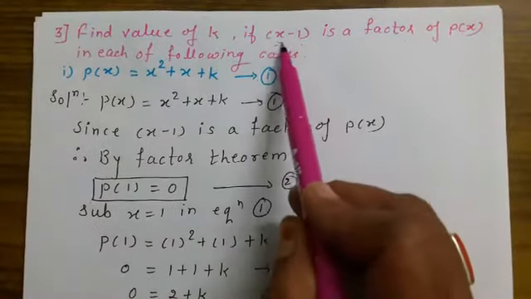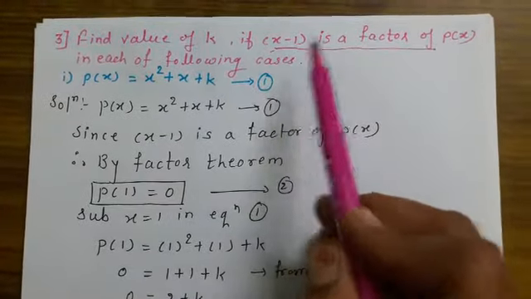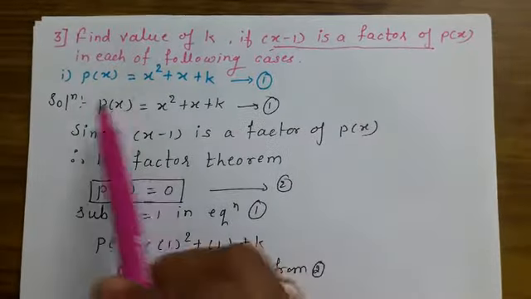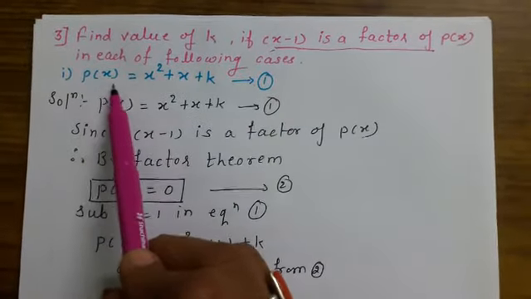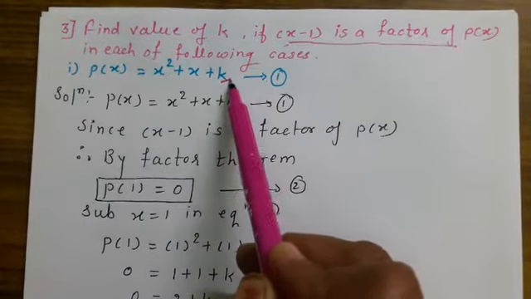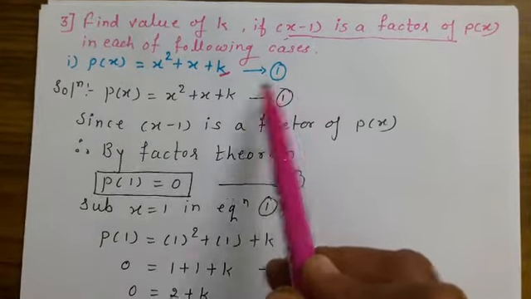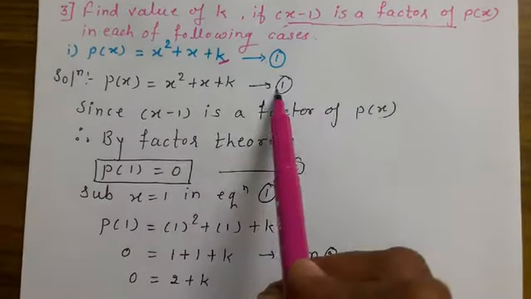Now they have given that x minus 1 is a factor of P of x, which means P of 1 is obviously equal to 0. So the first problem: P of x is equal to x square plus x plus k. Are you finding that the third term is missing? In that, we have to find the value of k. We will call this equation 1.